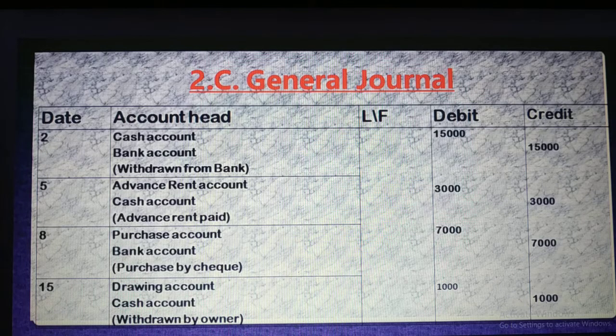Dear student, now drawings. Drawings debit, cash credit. That means the owner of the business has taken money from the business. You know the definition of drawings. If the owner takes money from the business, it is called drawings. So the owner of the business withdraws money from the business. That's why drawings account, and drawings is an equity account. If equity decreases, then it will be debited. That's why drawings account debit. And cash is an asset account. If your asset decreases, then it is credit.